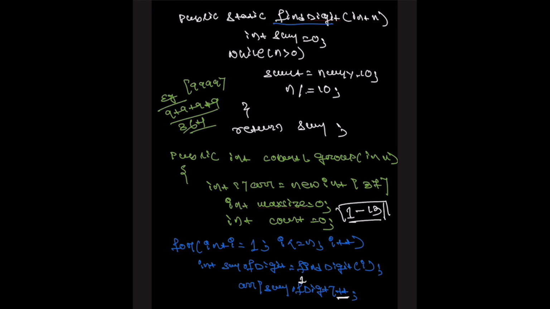To check the condition we should write: if arr of sum of digit equal to max size. Initially max size is initialized as 0. If arr of sum of digit equals max size, then count plus plus.